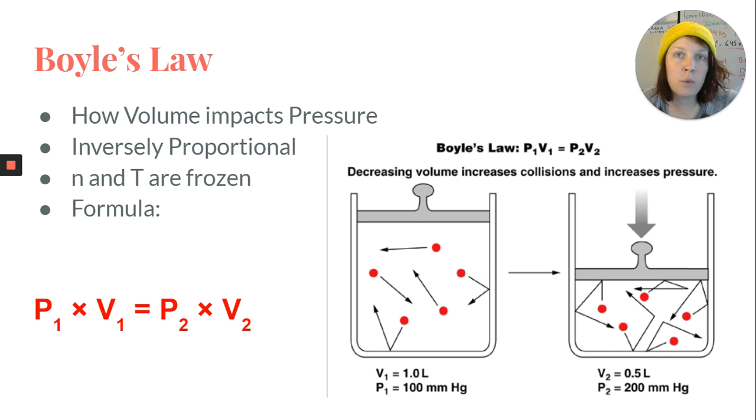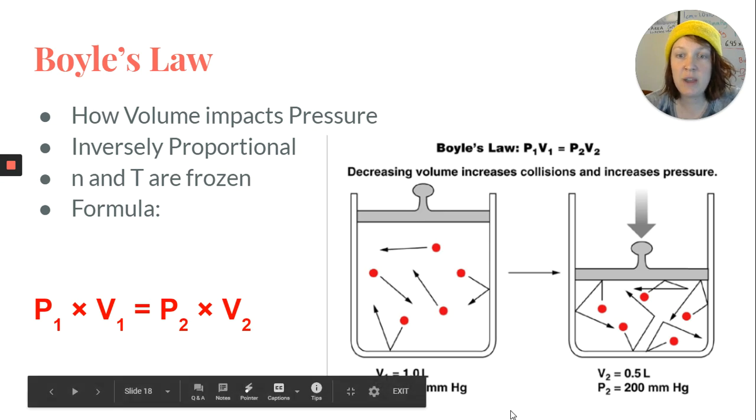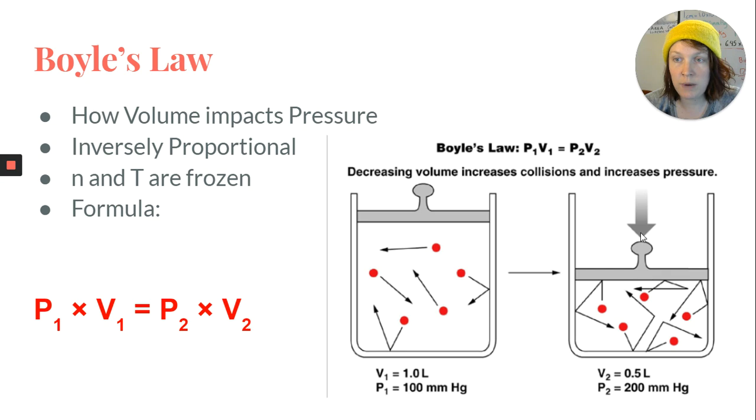And then the formula that we'll be using to calculate anything with Boyle's Law will be P1 times V1 equals P2 times V2. So you can see here in this picture to the right that as we decrease the volume, we push this piston down, we are actually increasing the pressure. As one goes down, the other one goes up. Okay, that's an inverse proportion.